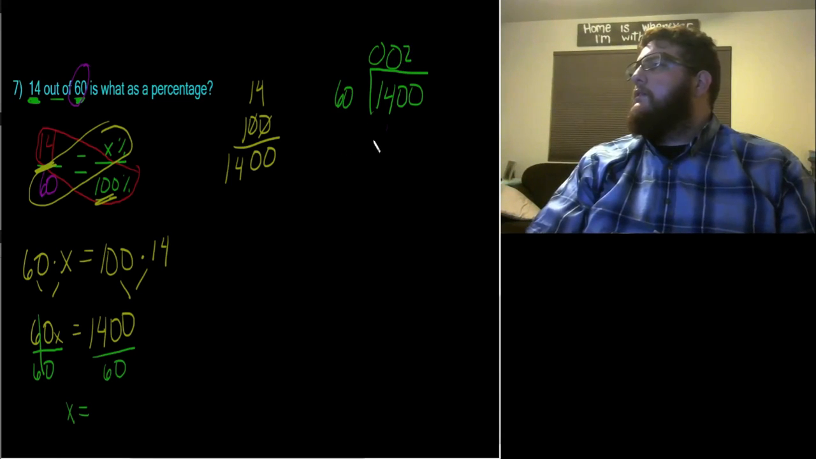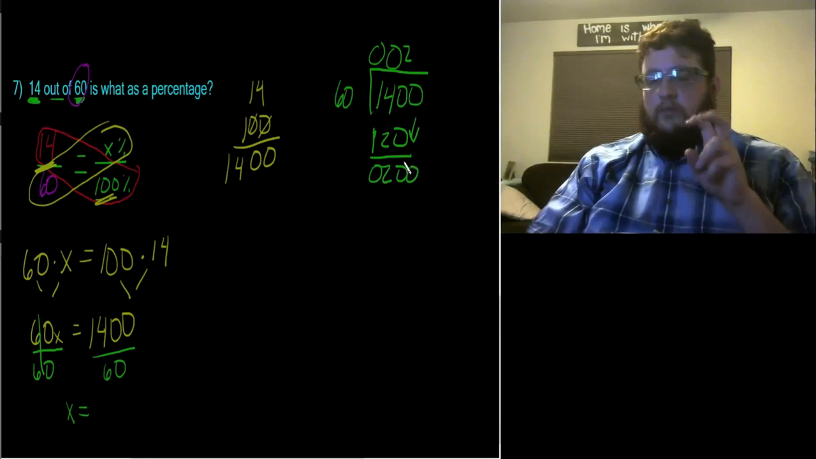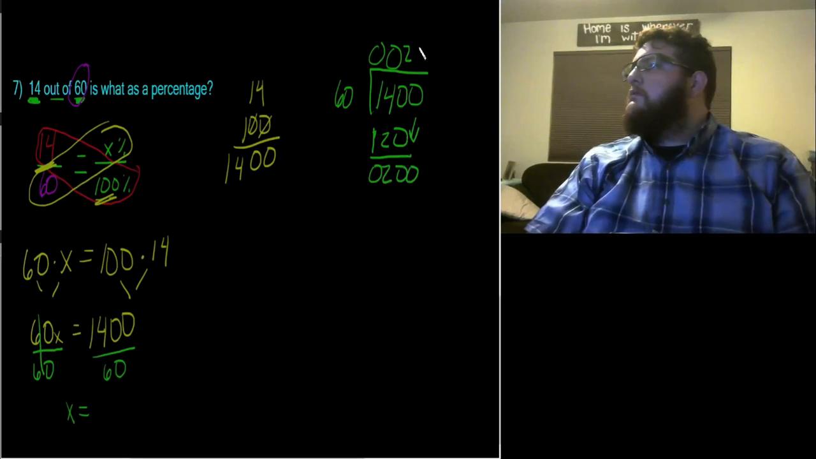2 times 60 is 120. So if we subtract, we end up with 20 left. We'll bring down a 0. 60 goes into 200 3 times. 3 times 60 is 180. If we subtract those, we're left with 20.